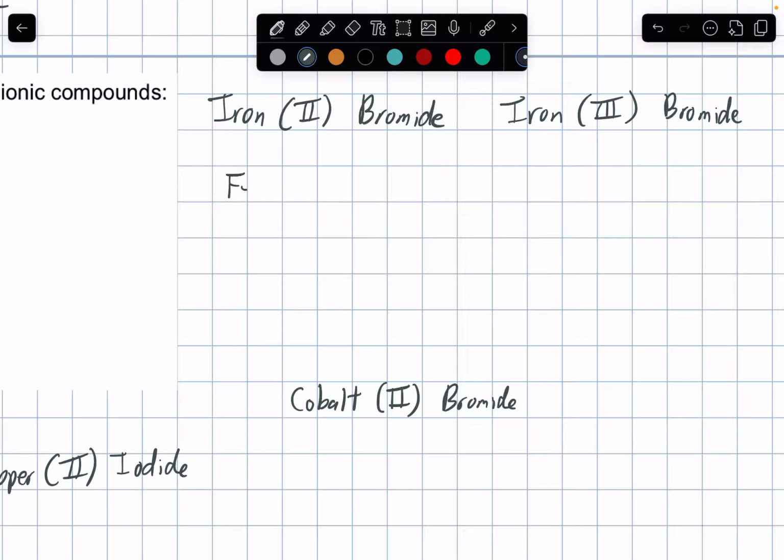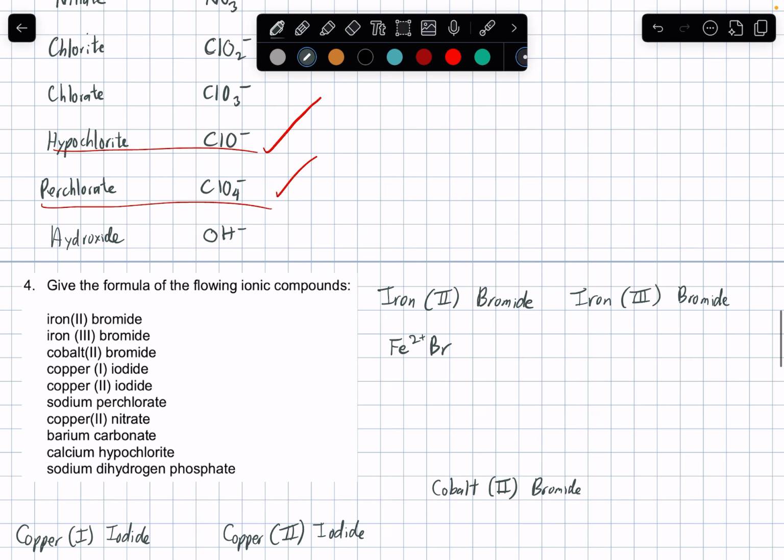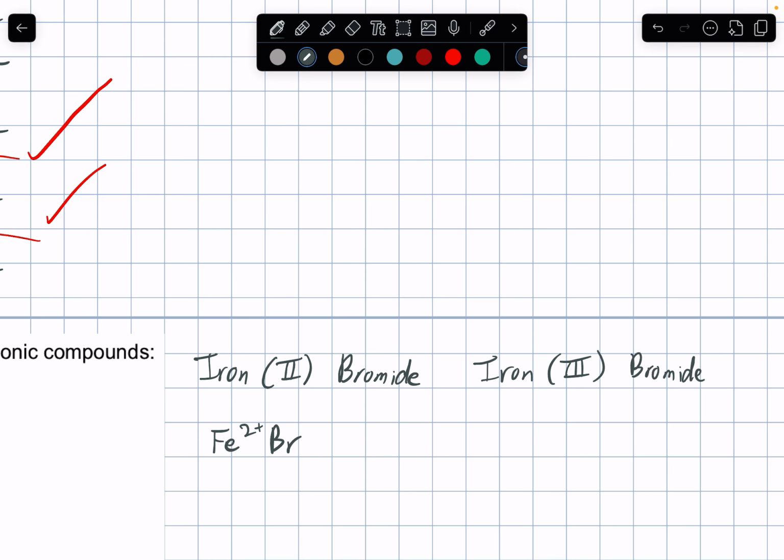So iron, we know the symbol in the periodic table is Fe. The charge is essentially the charge of the metal, so 2+. It's always going to be positive. And bromide is the nonmetal, abbreviated as Br. In the periodic table, it is a halogen, and halogens have an ionic charge of -1.